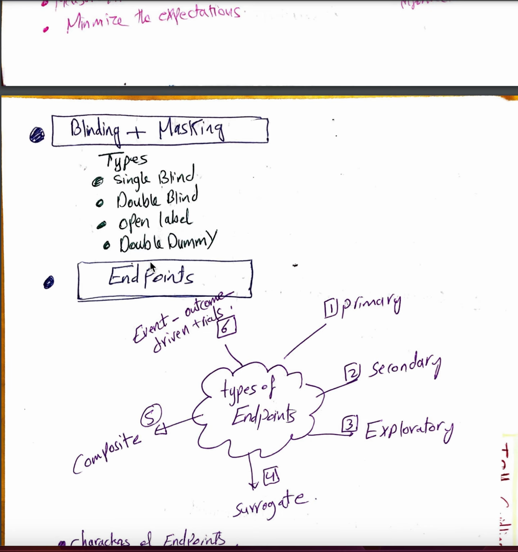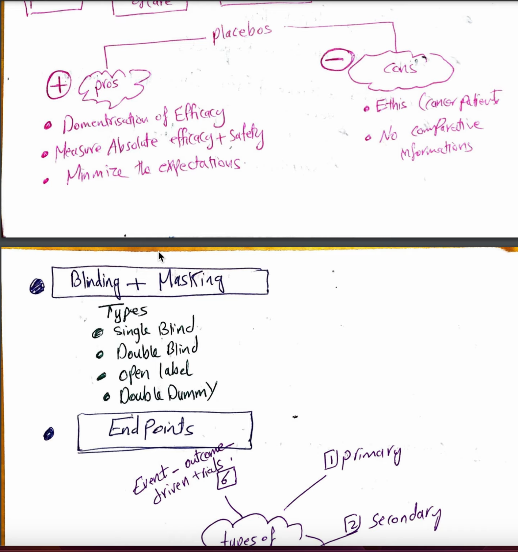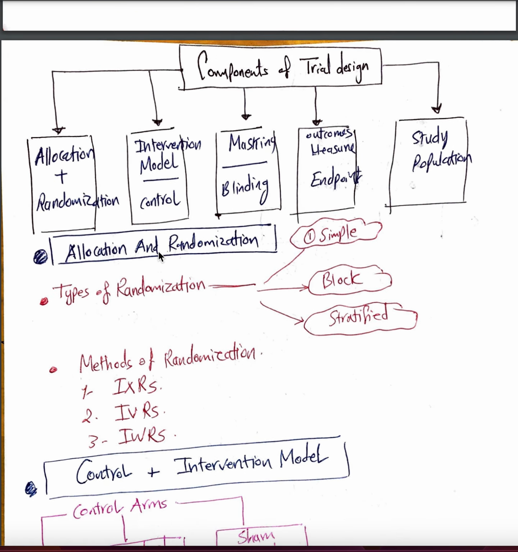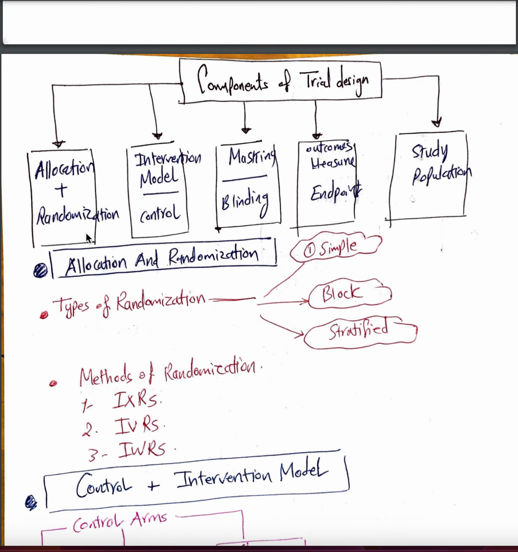So the types of blinding and masking, we can say open label, single blind, double blind, and double dummy. So these are the blinding and the masking. Again, we refer to the components of the trial design. We said allocation, randomization, then interventional model and control, then masking and blinding, and then the outcomes, or we can say endpoints.